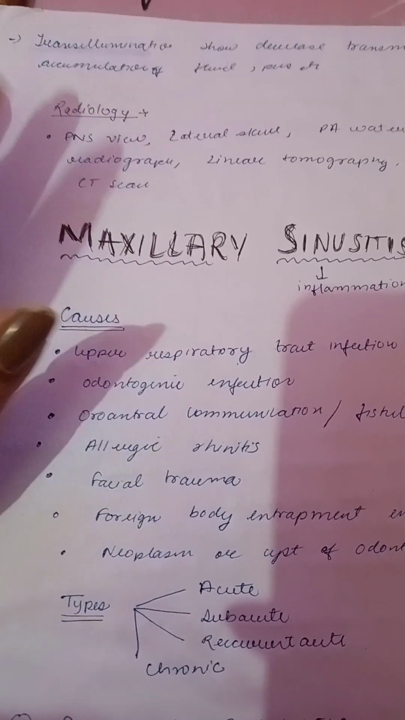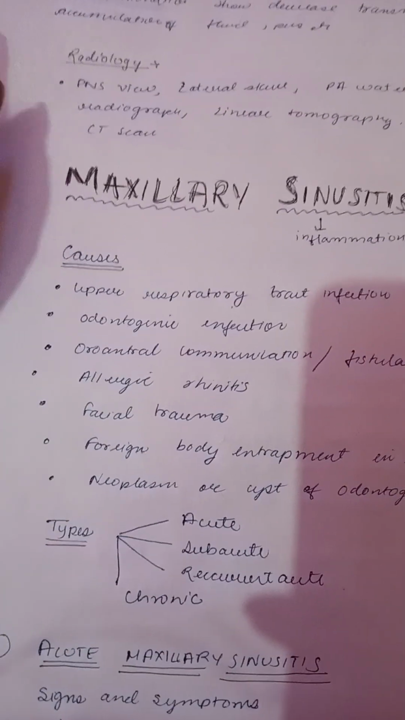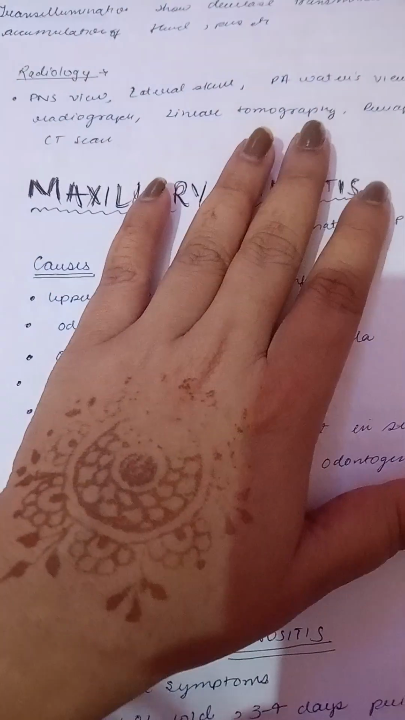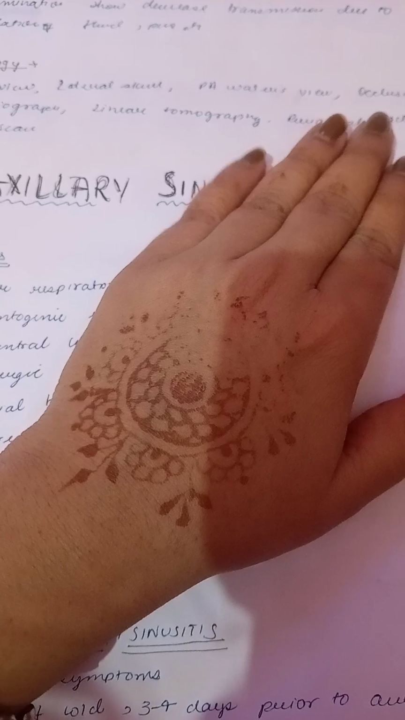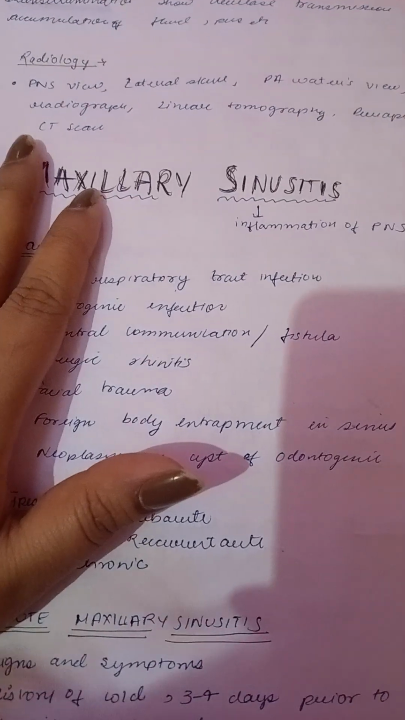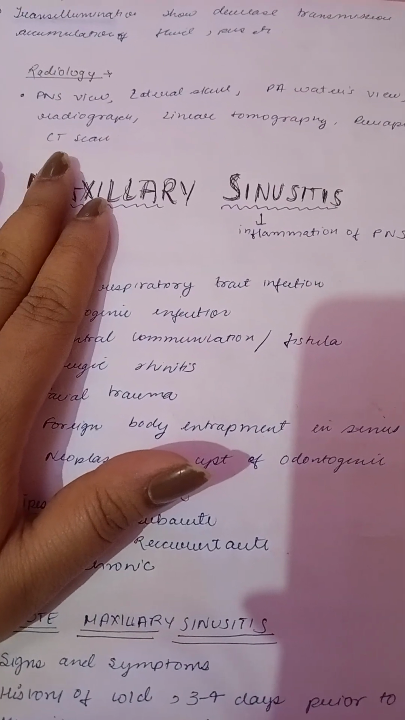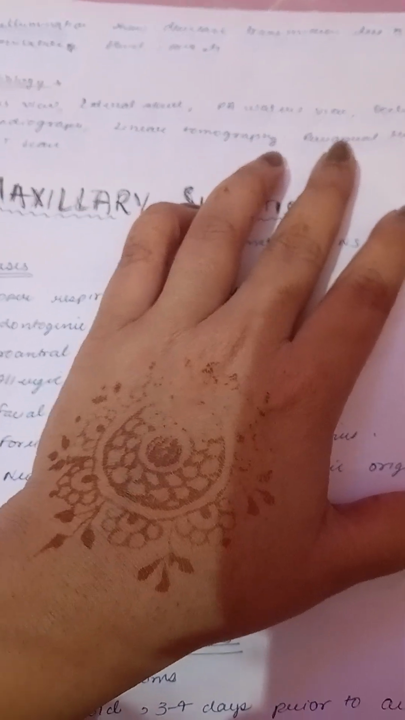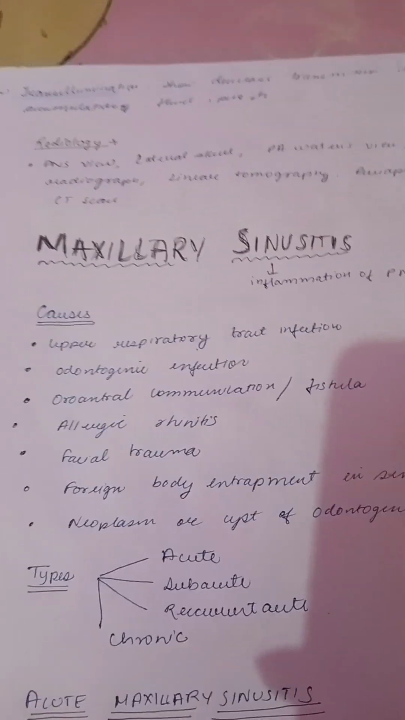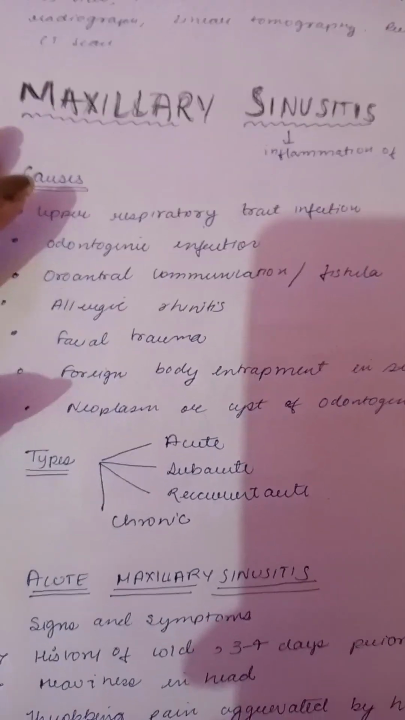Trans-illumination. Now radiology, which radiograph can we go for? We can go for PNS view, lateral skull view, PA Waters view, that comes under only PNS view. Occlusal radiographs, linear tomography, periapical radiograph or CT scan in extreme cases. But PA Waters view is mostly used for maxillary sinusitis. We can go for CT scan in extreme or severe cases.